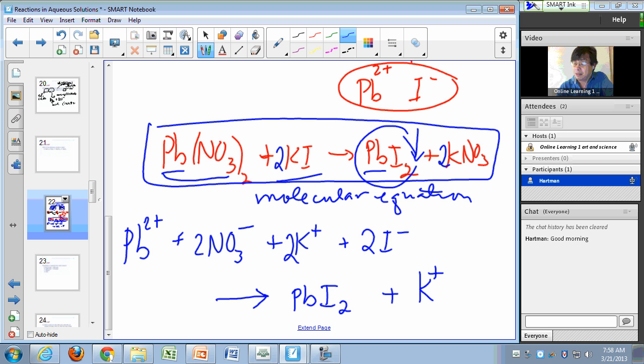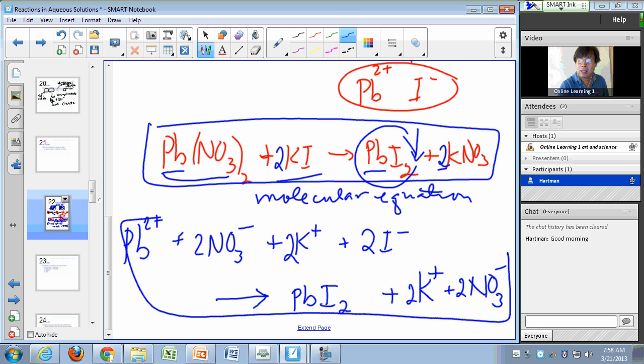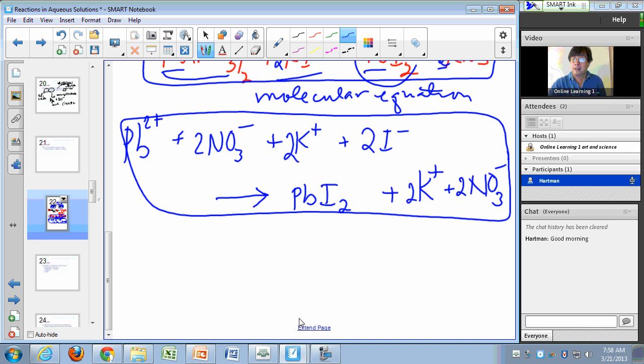The potassium nitrate, actually you don't form pairs of those. What you just have are potassium ions and nitrate ions left floating around in your solution. So there's 2 potassiums and 2 nitrates. This equation right here is a better representation of what happened. This is what you would call your ionic equation. Okay?